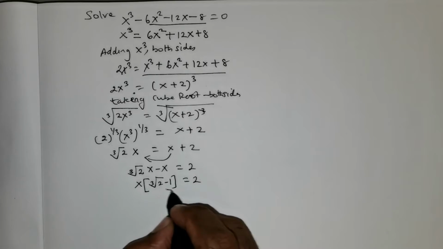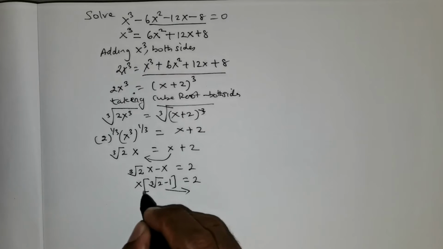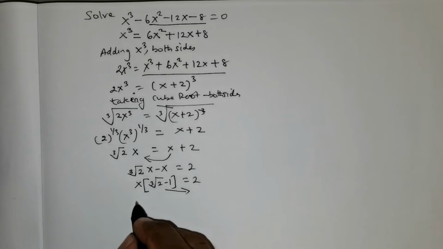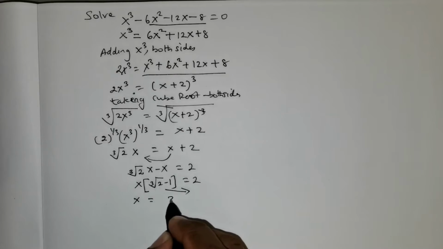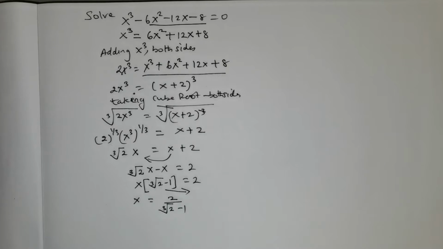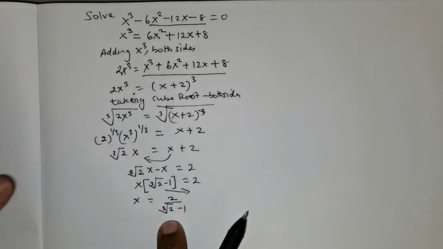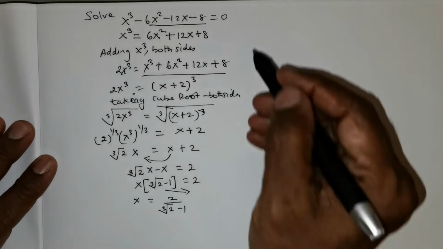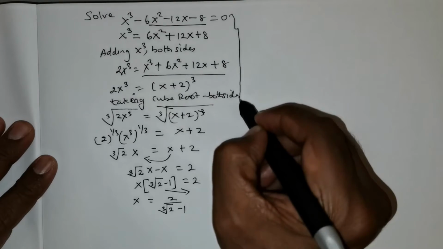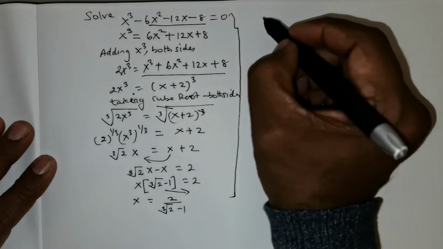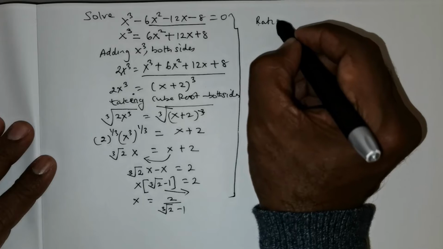Now I can move this quantity to the right, and that would give me x to be equal to 2 over (third root of 2 negative 1). This is the solution, but it's just not in the right form. So to get it in the right form, what we are expected to do is to rationalize it.